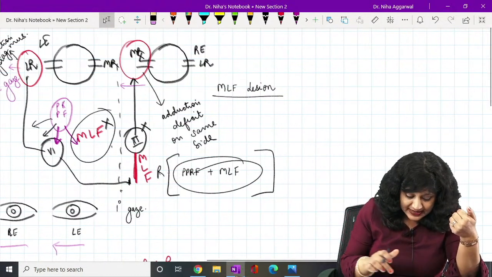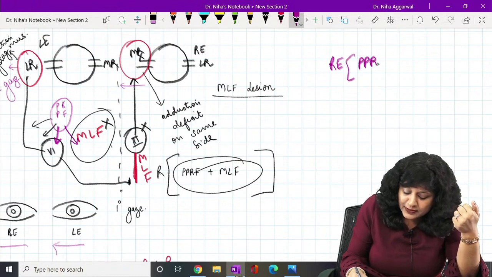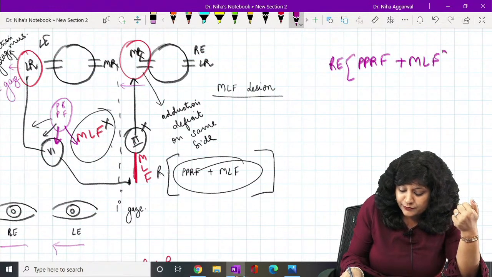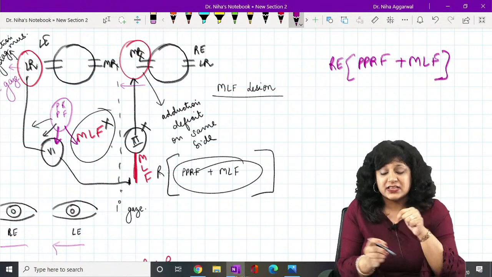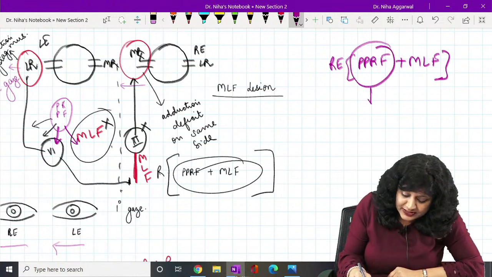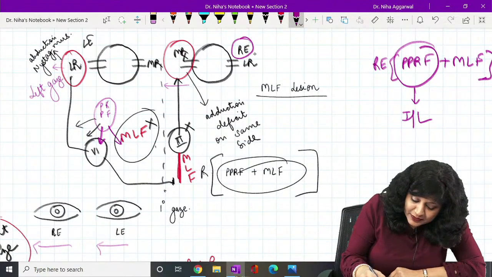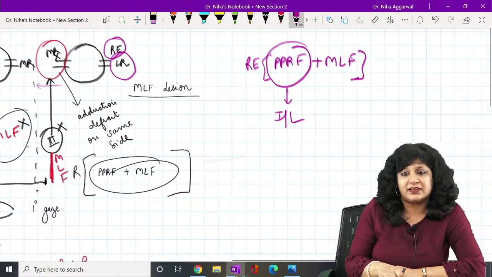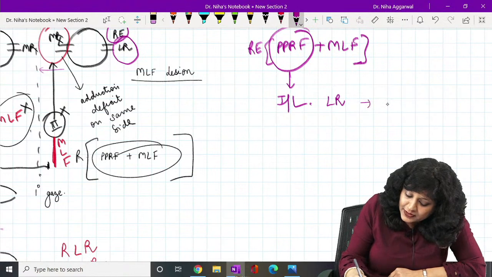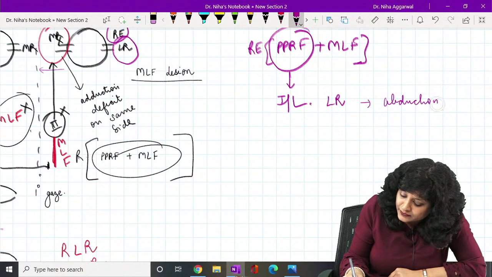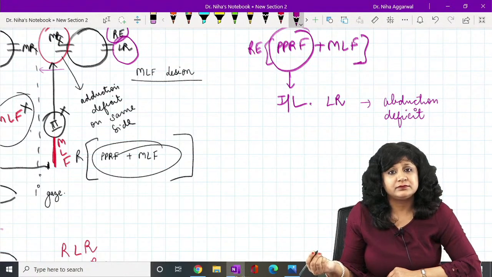Now suppose I am saying that there is a problem with the right eye PPRF plus the medial longitudinal fasciculus. So what is the implication of this now? That means this patient, because of the PPRF, this is your ipsilateral. So if I am having a problem with the right eye PPRF, there will be a problem with the right eye lateral rectus, ipsilateral lateral rectus. That is why there will be your abduction deficit. So right eye will show you abduction deficit, right?